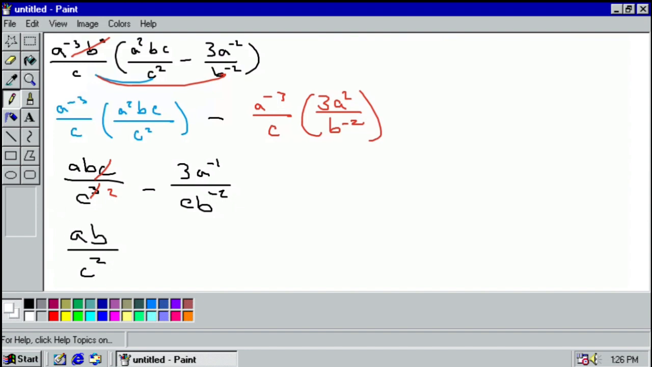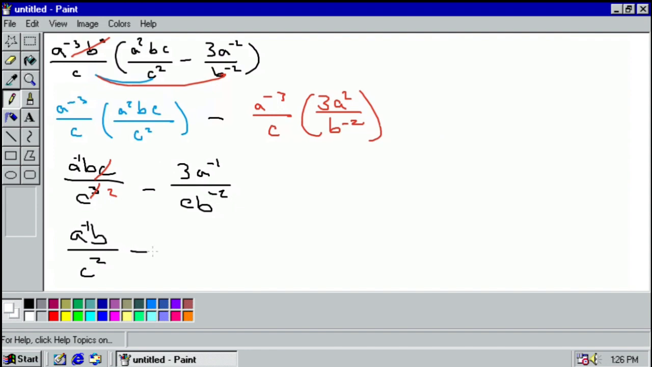Oh, actually, we did something wrong in this part. So remember that negative 3 plus 2 is negative 1, right? So this must be negative 1 also. So we have negative 1. Sorry, because I made a mistake.